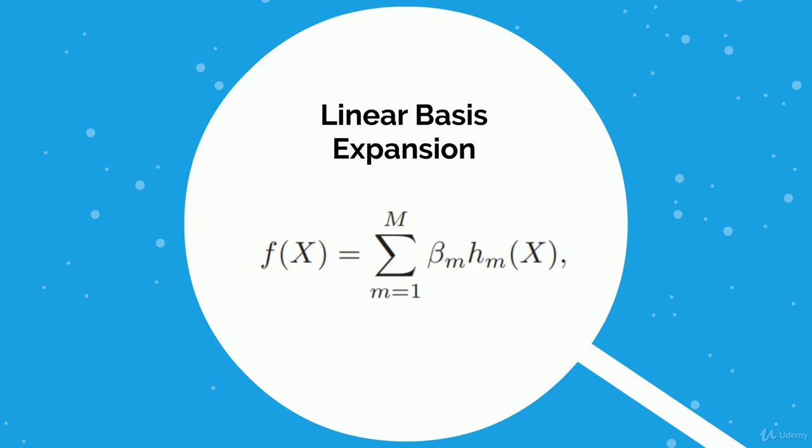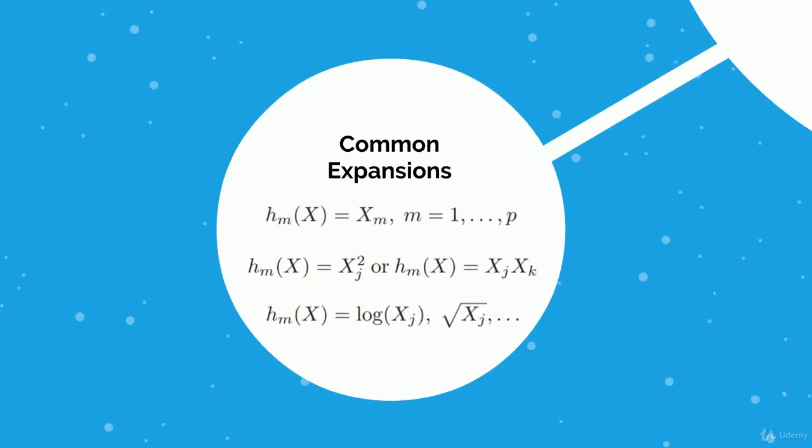And also, we can have more than just one basis expansion. So we're also going to have a summation here from 1 to capital M, m being the total number of bases that we are going to use. The beauty of this approach is that once the basis functions h of m have been determined, the models are linear in these new variables, and the fitting proceeds as before when we were doing linear regression or linear classification. So let's take a look at some common examples of basis expansions.